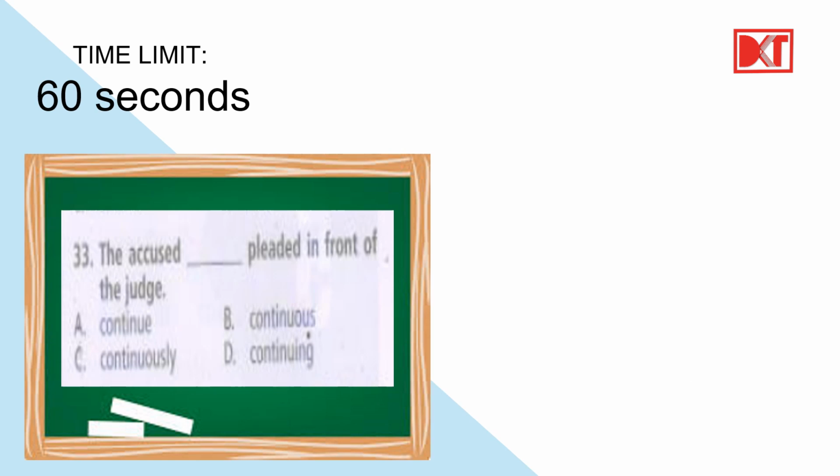Alright, here the accused dash pleaded in front of the judge. A, continue. B, continuous. C, continuously. Or D, continuing. Here the correct answer is C, continuously pleaded, in a continuous manner. Adverb of manner, answering the question of how. The other words: A, continue is a verb. B, continuous is an adjective. D, continuing is the continuous form of the verb again.